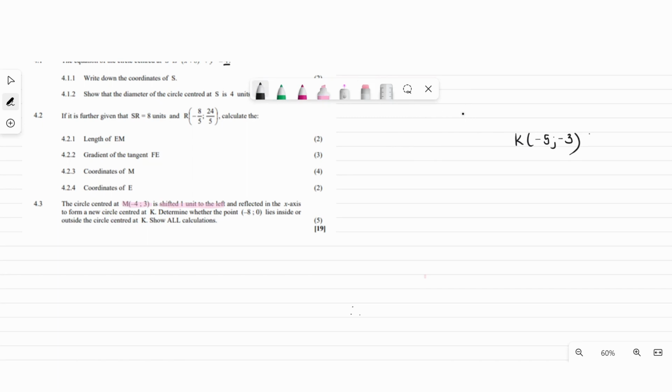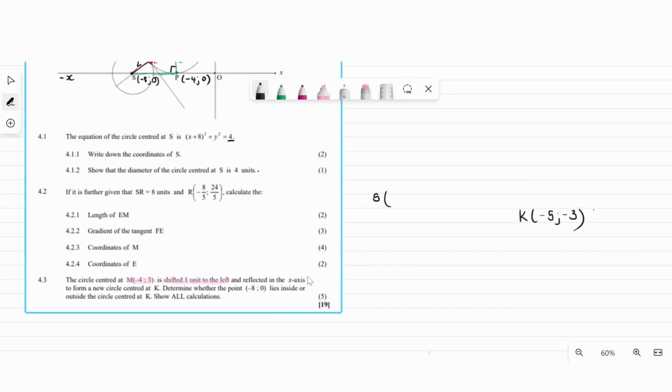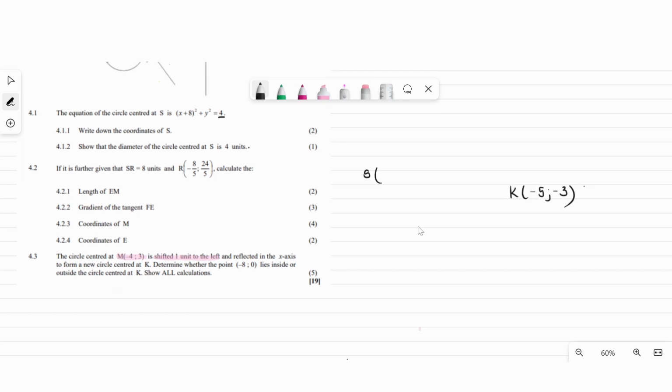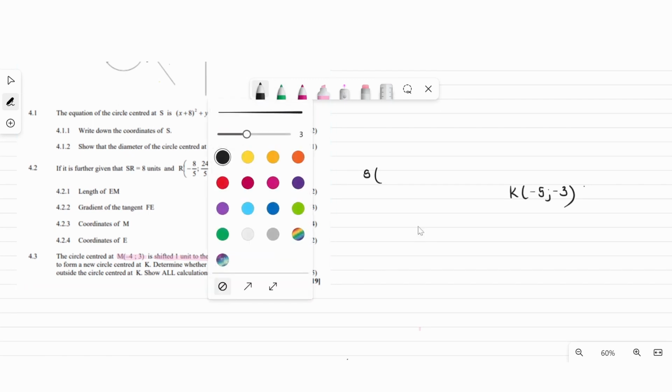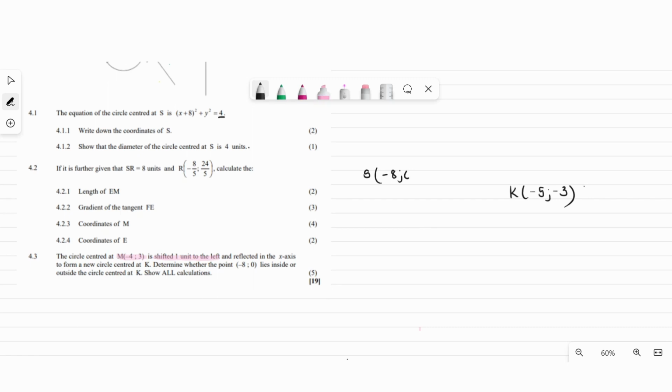So knowing this K value, they say determine whether the point -8, right? So this point, which is the center of the small circle, lies inside or outside the circle K. Show all calculations. So what do we need to do? We need to find the distance between this point S and K. Let me go up and show you. This is the point S, the one that they said determine whether it lies inside or outside. So S is -8 and 0.